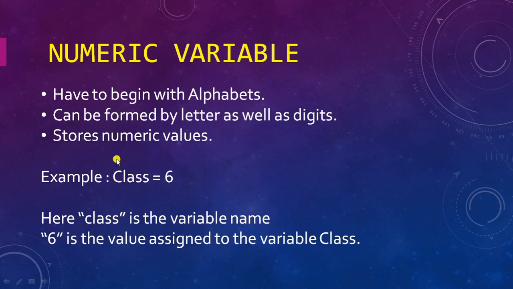Here the name of the variable is, you can see, class, and it has a value 6, that is a numeric value. As the name states, we can only assign numeric values to the variable. So here class is the variable name and 6 is the numeric value assigned to the variable class. I hope you have understood.